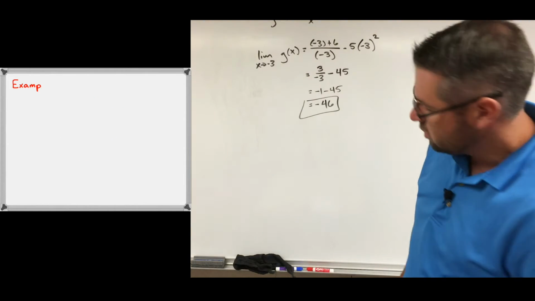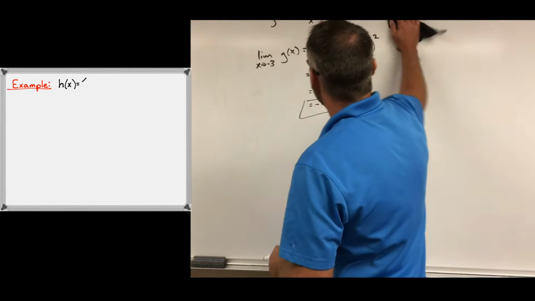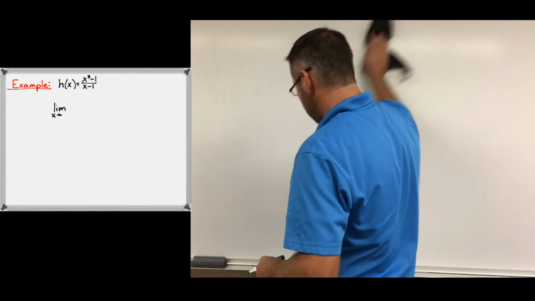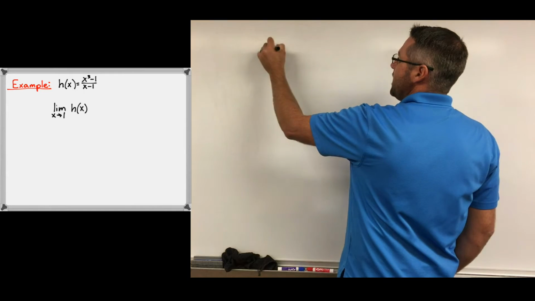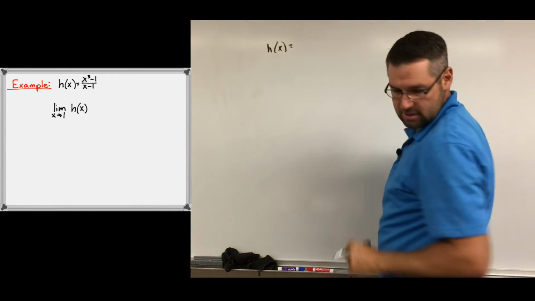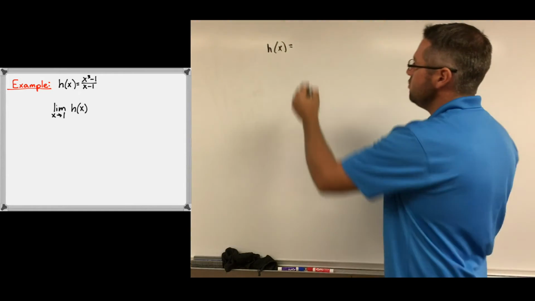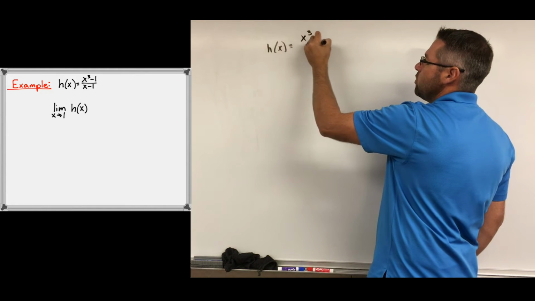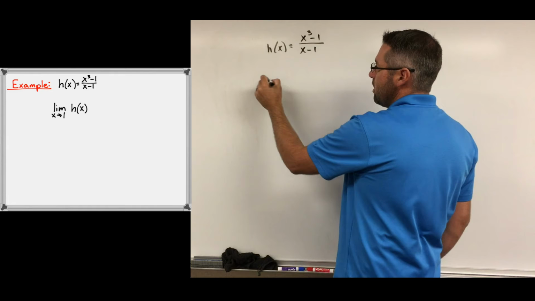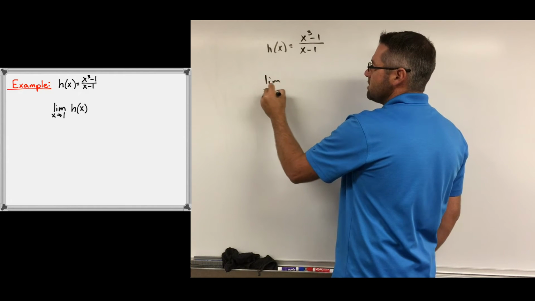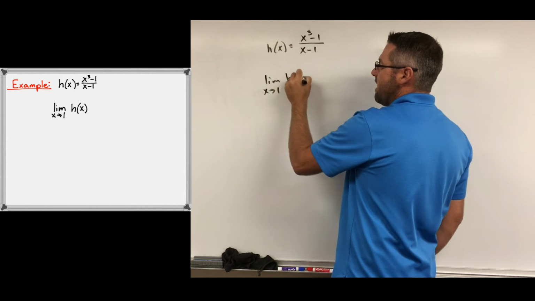All right, let's go ahead and take a look at an example here of a place where we might run into a problem. Here we have a function h of x, and it says that h of x is x cubed minus 1 over x minus 1. And we are looking for the limit as x approaches 1 of h of x.